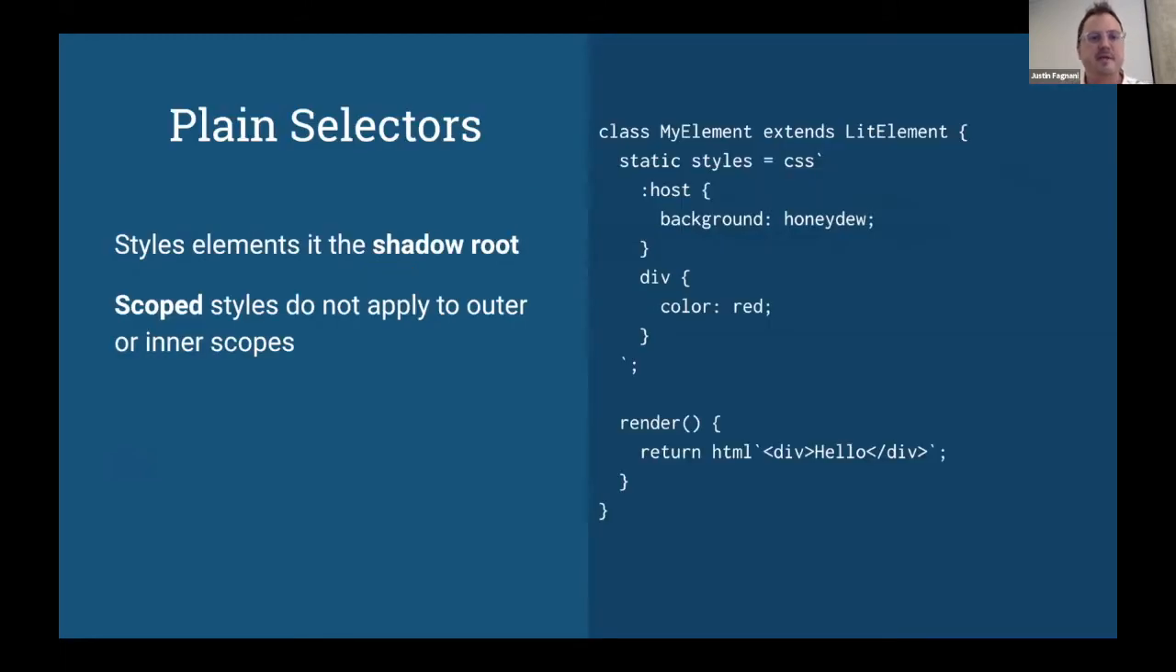The first thing is just plain selectors. Right? If you have some selectors inside of your shadow root, so here we're going to color a div red, that's going to apply to elements inside of the shadow root and only elements inside of the shadow root. All right, so we know this, and this is what we like about shadow DOM.